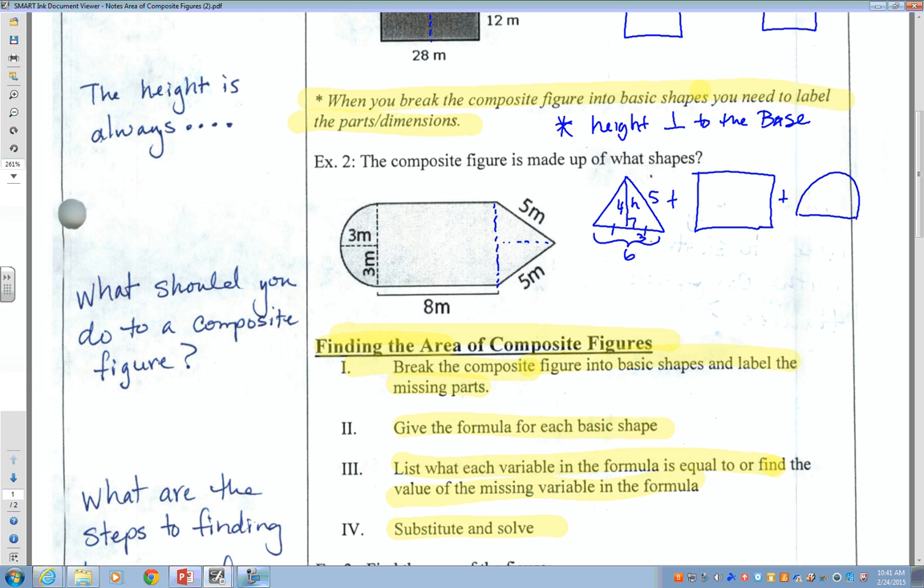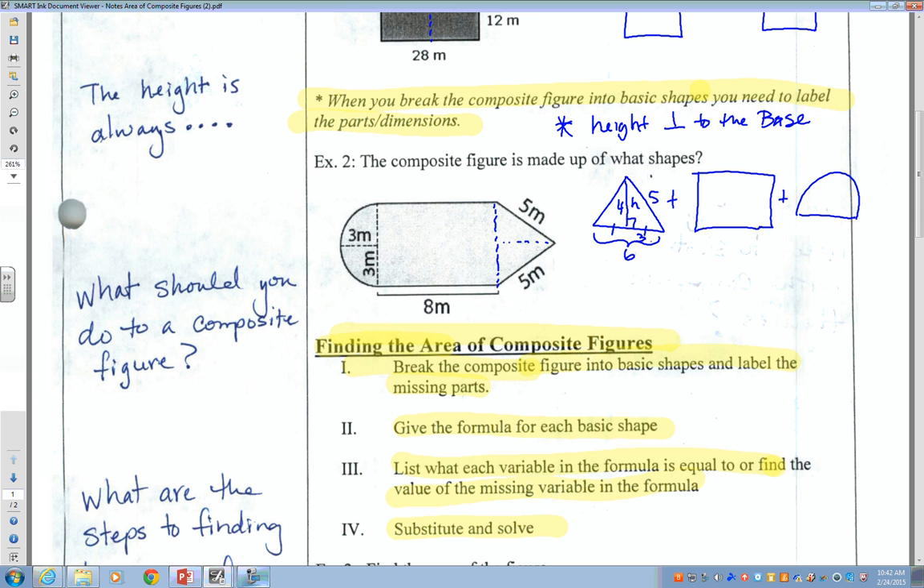What other triples? No, not 4, 5, 6. Multiples of this. No, not 7, 8, 9. Okay, that's a multiple of this triple. There's a whole other different triple. Yes. Okay, we'll come back to that.